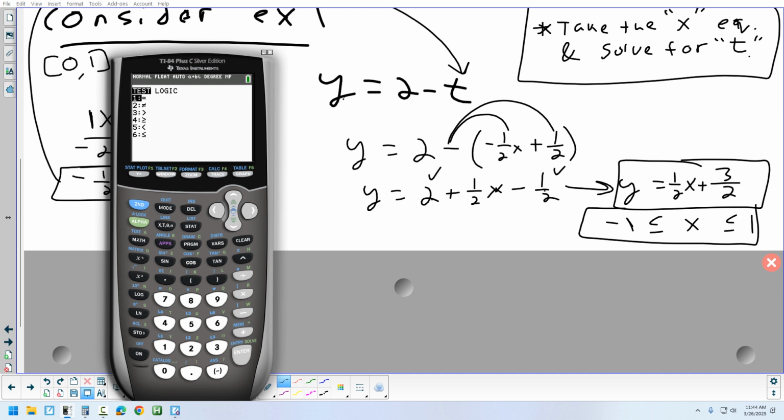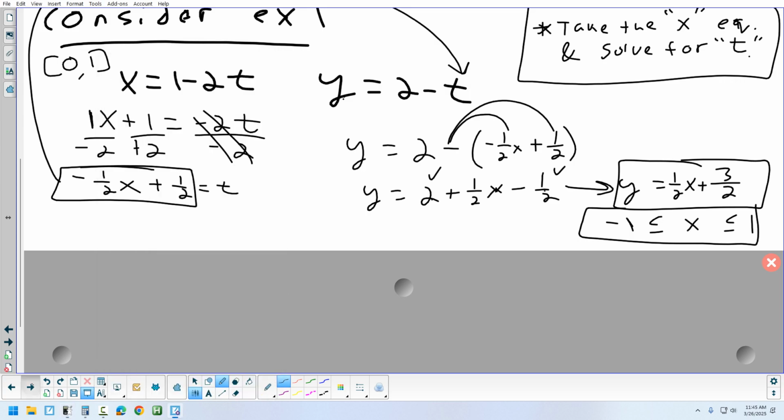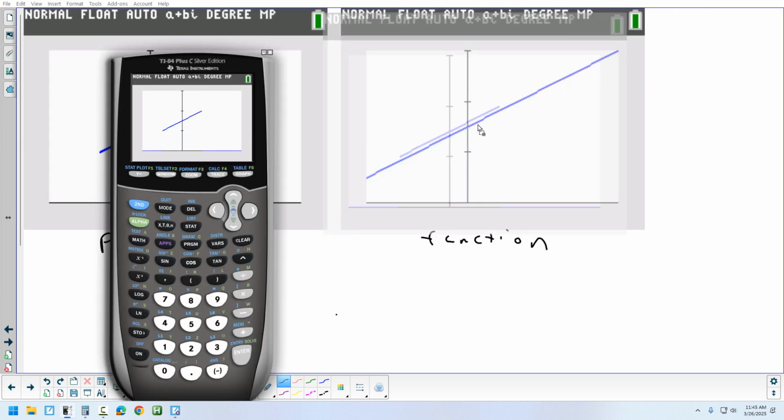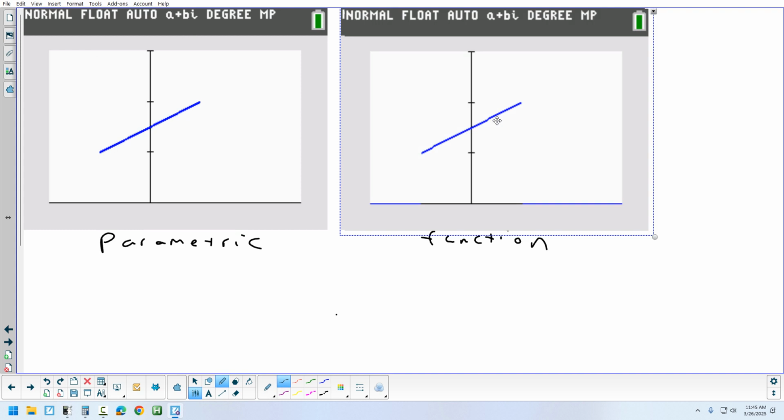X is greater than or equal to -1, and x is less than or equal to 1. If I type that in, that should now look, I think, like the other one. There we go. So now that's as a function, but I adjusted where to start and stop.